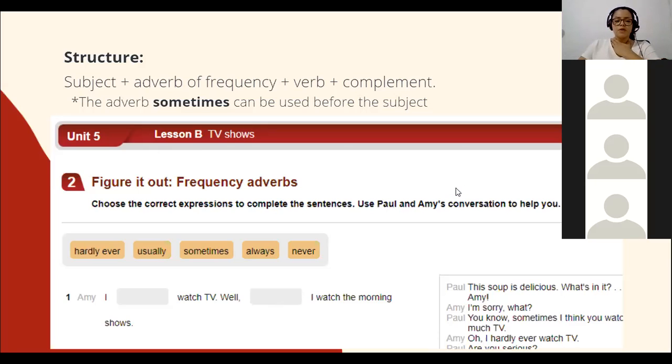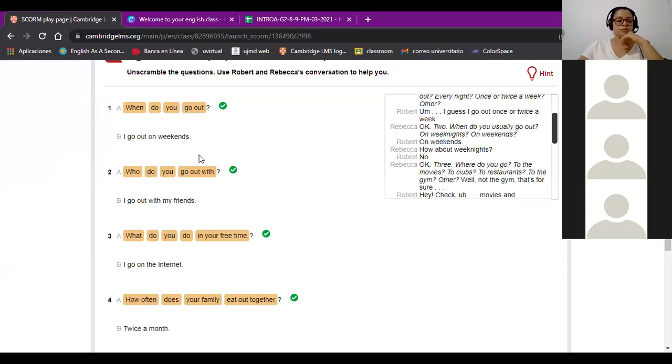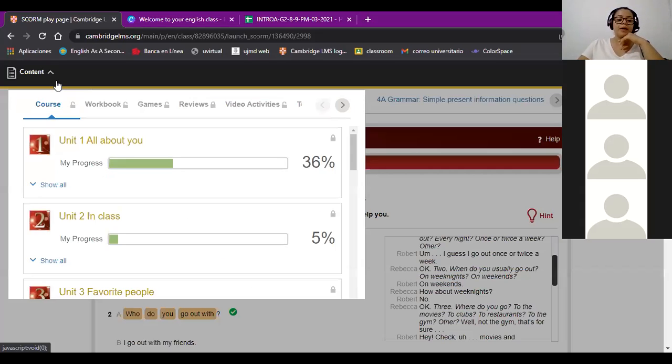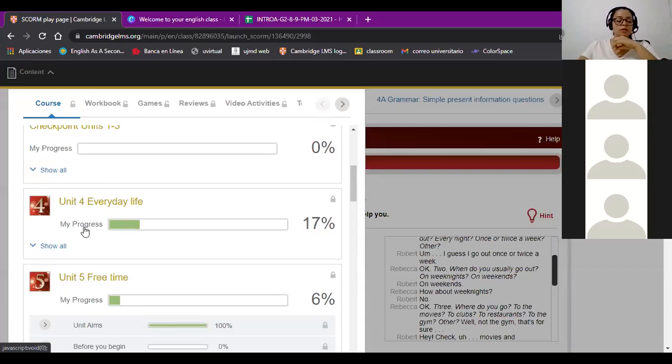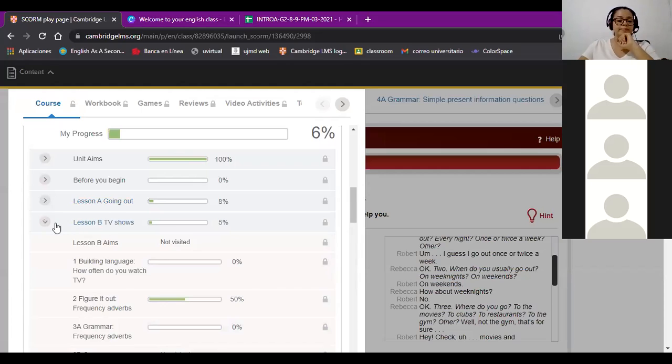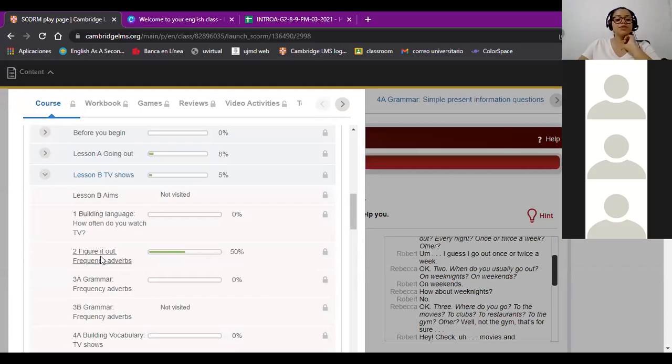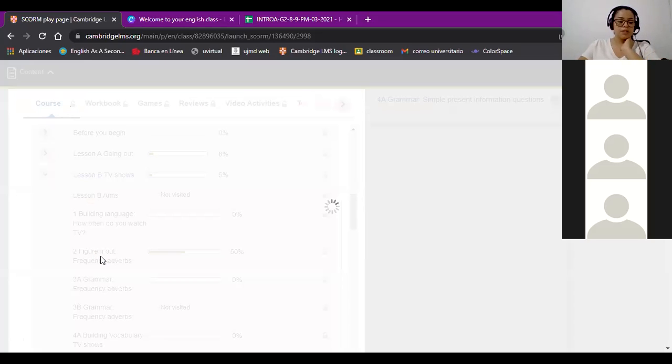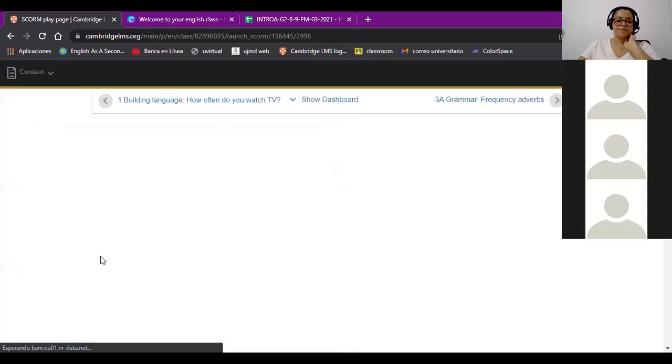Okay, teacher. So let's go to our book and practice with that. Practiquemos un poco con esto. All right, let's see. Vamos al libro. So now, vamos a lesson B. Okay, now let's go to lesson B. Lesson B. Number 2. Figure it out. Adverbs of frequency.